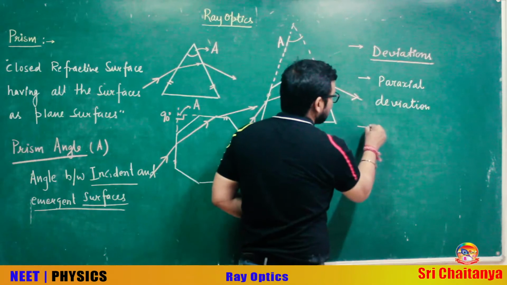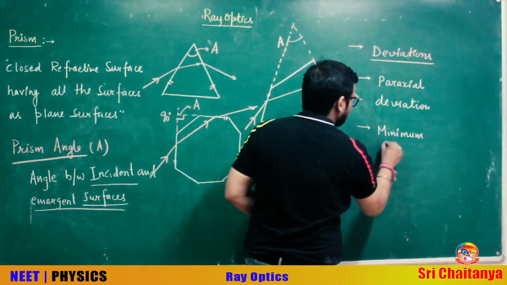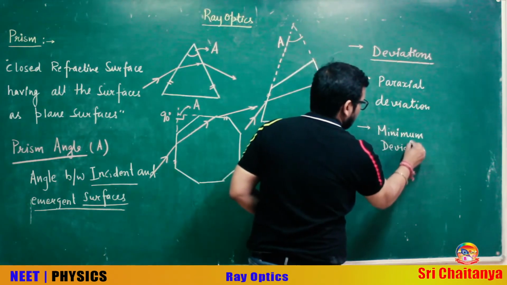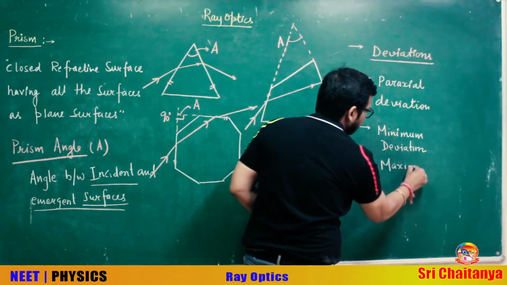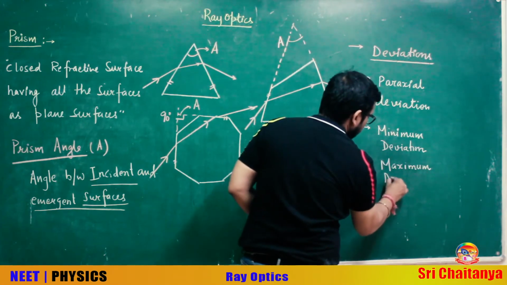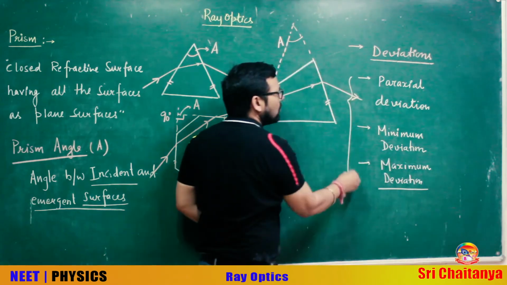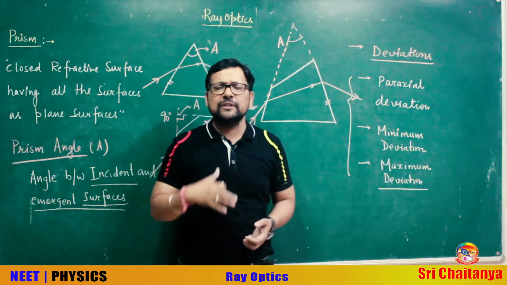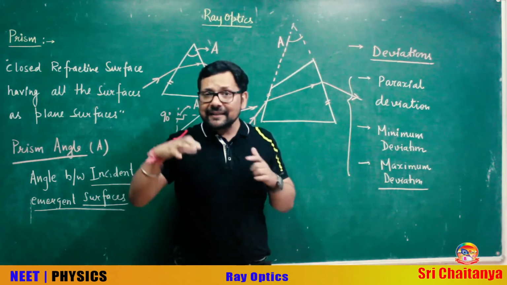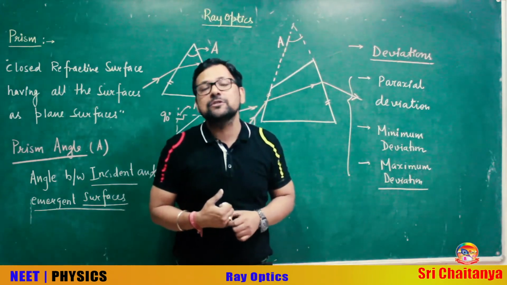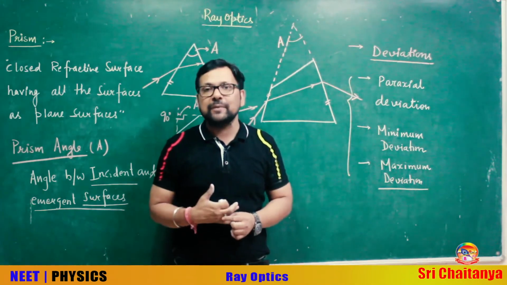The second type of deviation is obviously the minimum deviation. And the third one is the maximum deviation. So this is the first problem topic on prism. After that, obviously there are deviation, dispersion, splitting of light rays, dispersion without deviation, deviation without dispersion, and the next category that we have already done in TIR was the TIR through prism. So these are the basic three topics that we are going to discuss one by one.